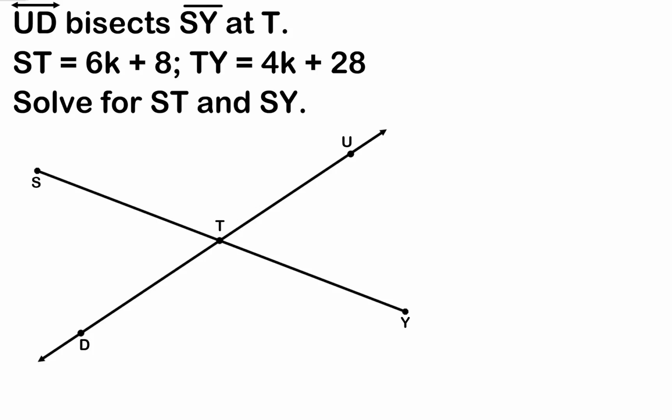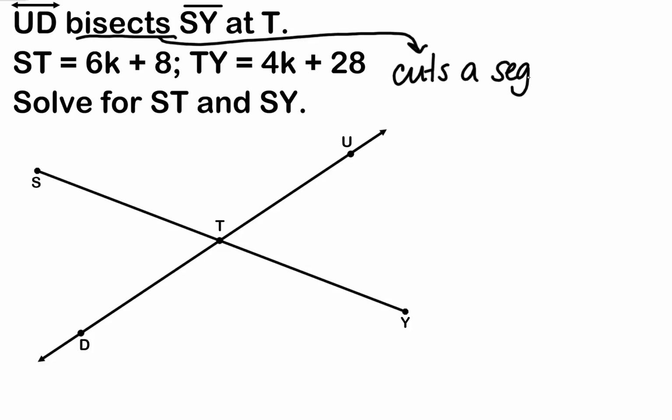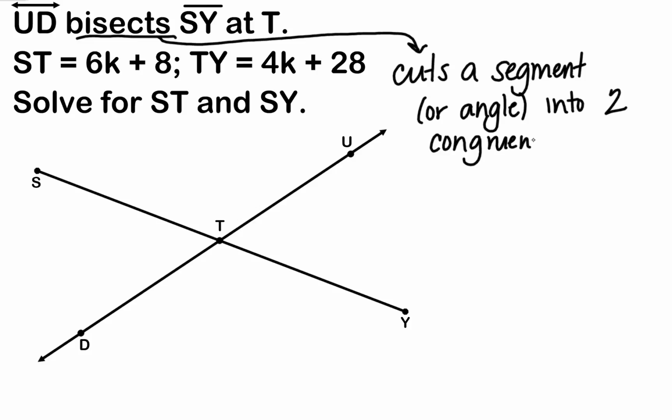So that means when I say bisects, it means that it cuts a segment or angle, because we'll deal with those in a bit, into two congruent segments, or when we're dealing with angles, angles. So I know that ST is congruent to TY.